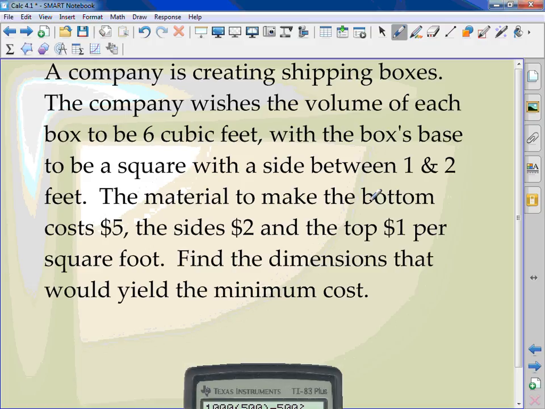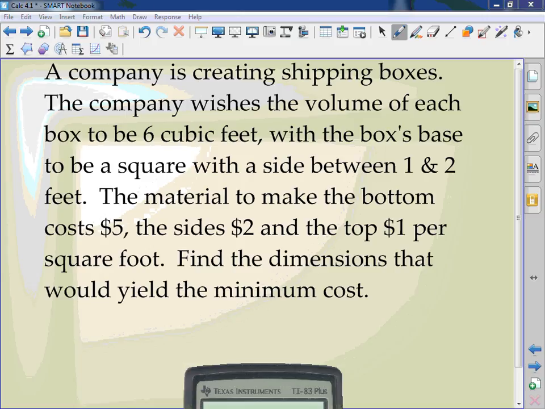A company is creating shipping boxes. The company wishes the volume of each box to be 6 cubic feet. The box's base is a square with a side between 1 and 2 feet. The material to make the bottom costs $5, the sides $2, and the top $1 per square foot. Find the dimensions that would yield the minimum cost.